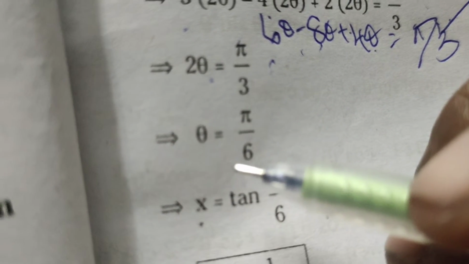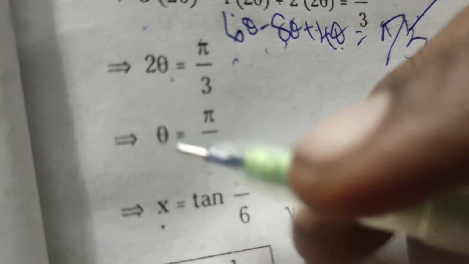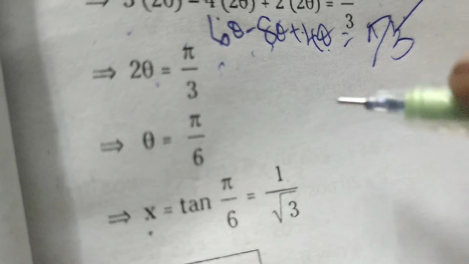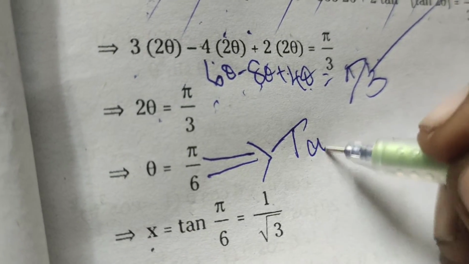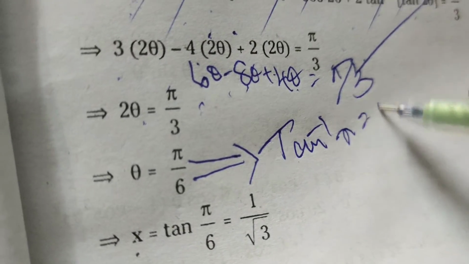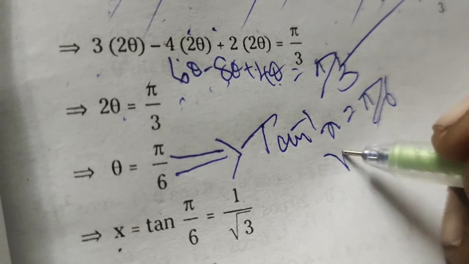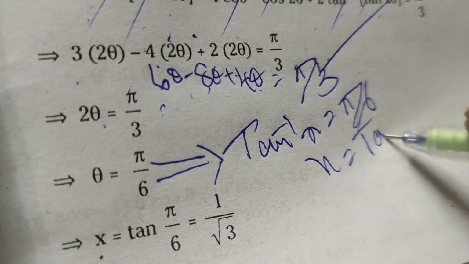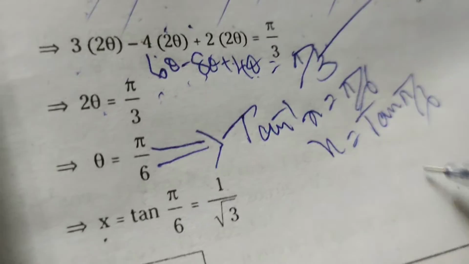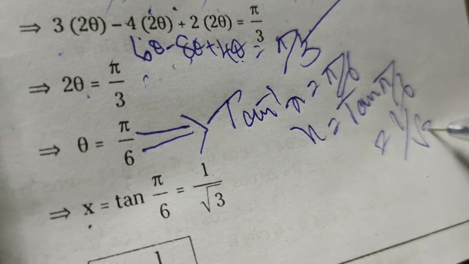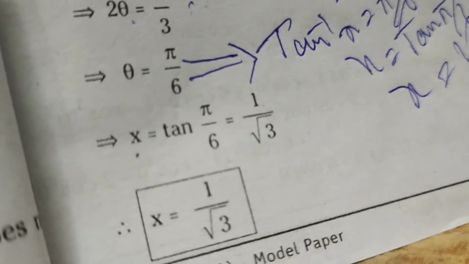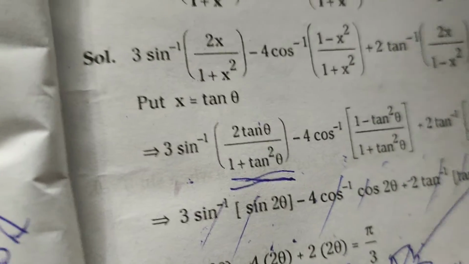Here, x = tan θ, so θ = tan⁻¹ x. I mean, this is tan⁻¹ x = π/6. Therefore, x = tan π/6, that is 1/√3. x = 1/√3.